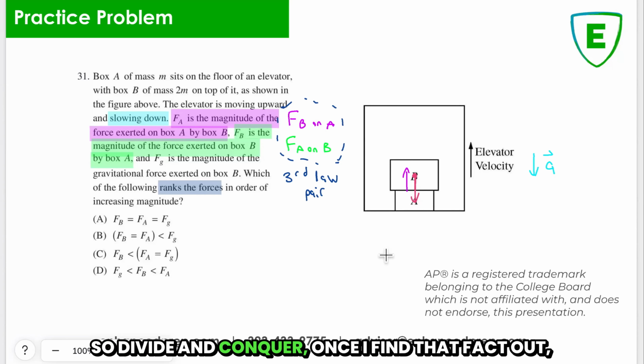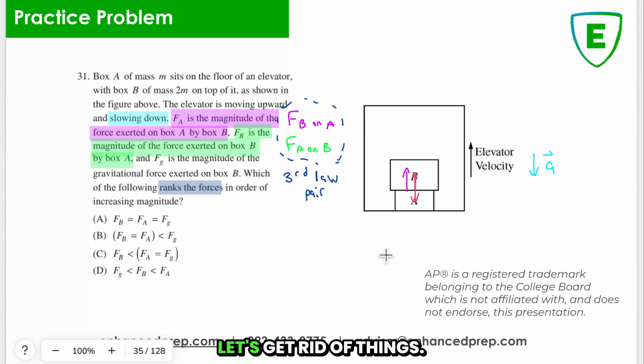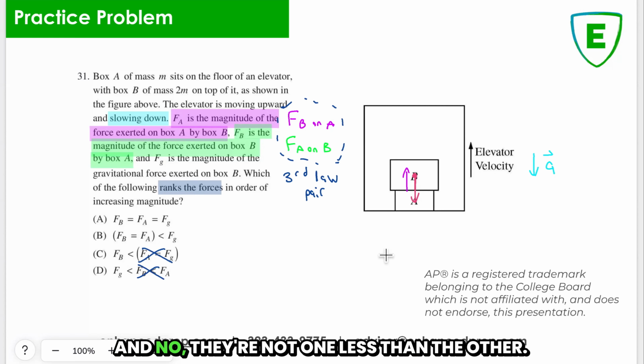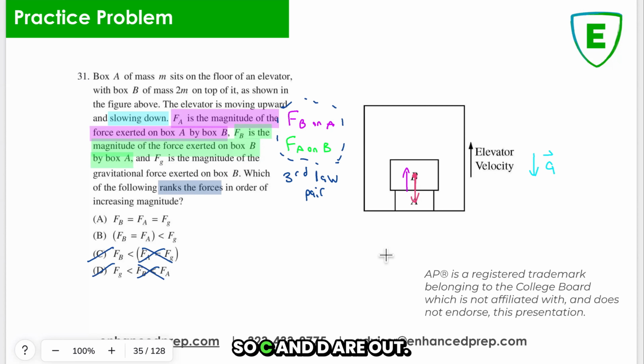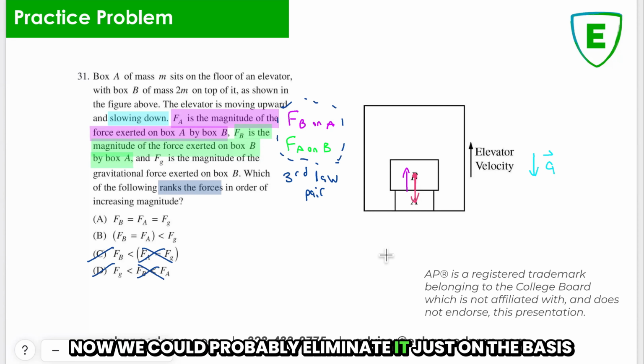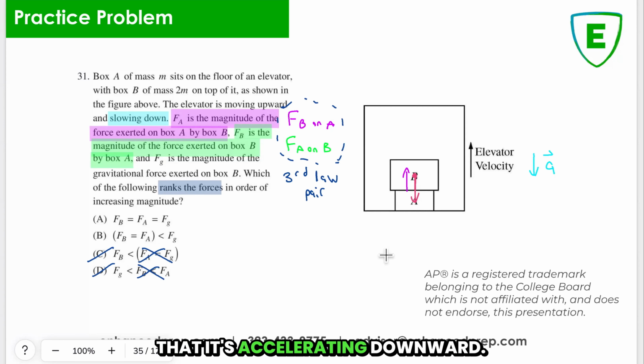So, divide and conquer: once I find that fact out, let's get rid of things. Well, no, that's not true. A and B should be equal, and no, they're not one less than the other. So C and D are out. And now I have these two options. Now we could probably eliminate it just on the basis that it's accelerating downward.